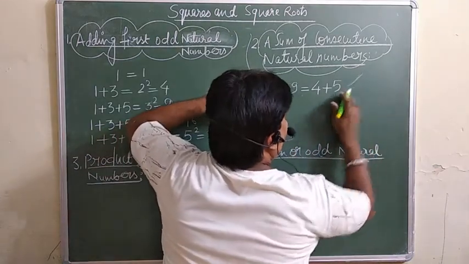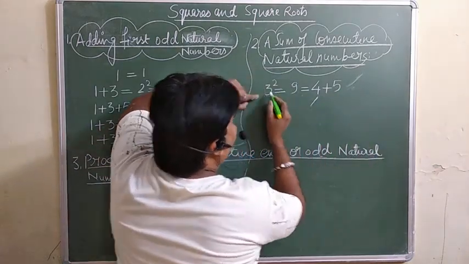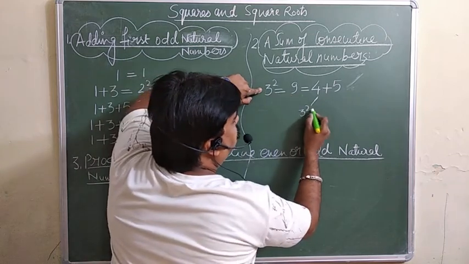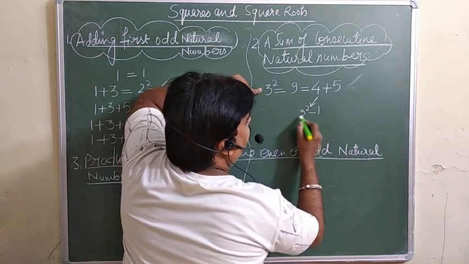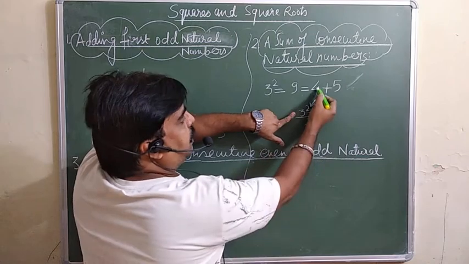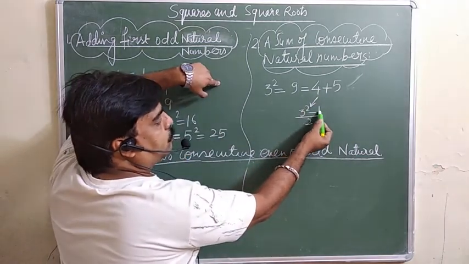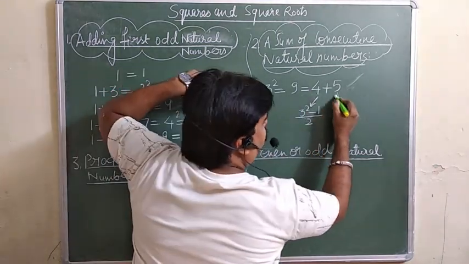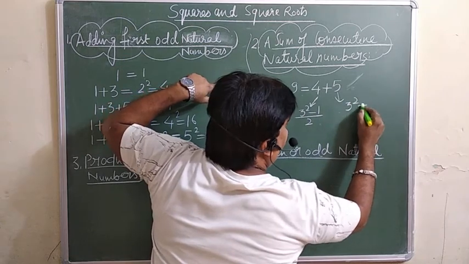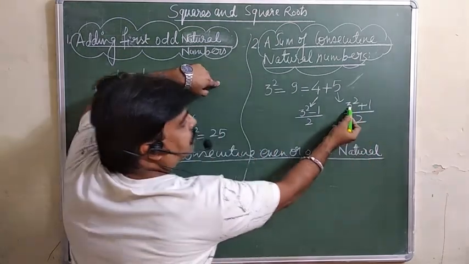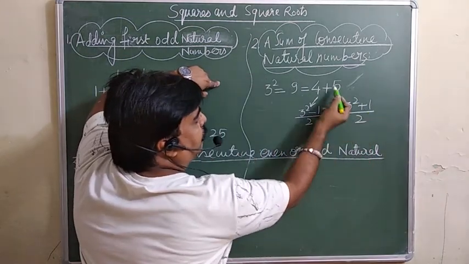You must get this one, this 4 you will get, just do the square of this one. Square it, subtract 1 and divide by 2, you will get this number. Look, 3 square is 9, minus 1 is 8, by 2 is 4. And this number you will get: 3 square plus 1 by 2, that is 9 plus 1 is 10, by 2 is 5.